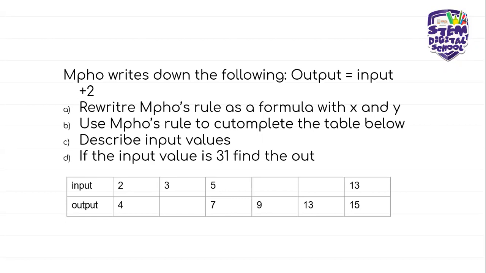All right. Now, if the input value is 31, find the output quickly before we close the lesson. If the input value is 31, what will be the output? Savannah says 33. Yes, 33 will be the correct answer there. So 33 is correct. And of course, you add 2. So you just use the rule.